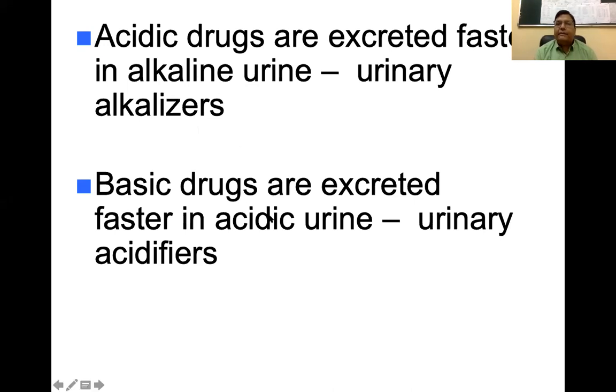And similarly, if we are taking a basic drug and it reaches the renal tubules, while it is moving in the nephron, we are acidifying the urine. So in that acidic media of the urine, this basic drug will be more in the ionized form. And I have told you that ionized drugs are less absorbed, or have less chance to cross the biological membrane, so they will be excreted faster in the urine. So we take urinary acidifiers in case of toxicity of these basic drugs.